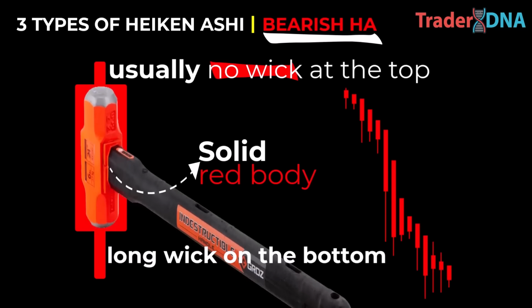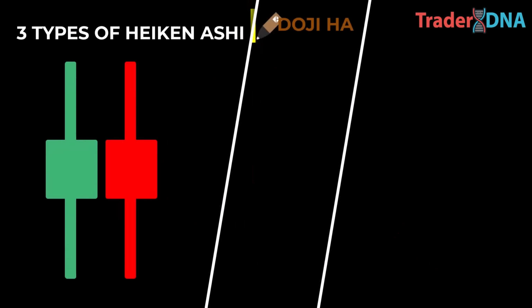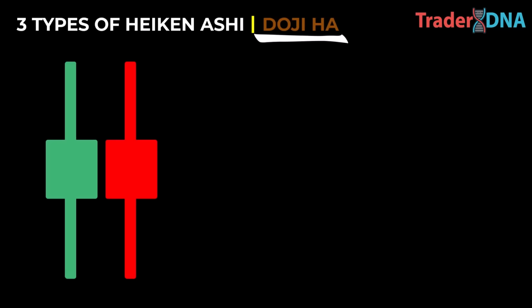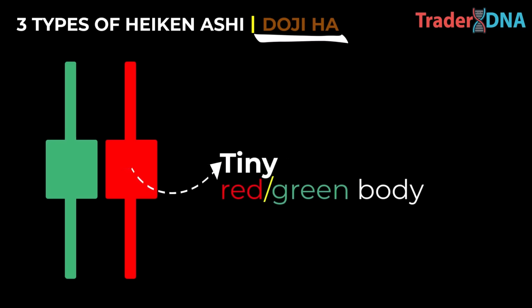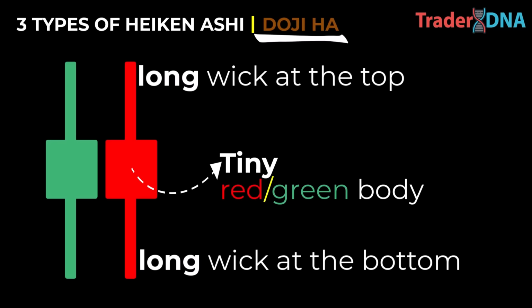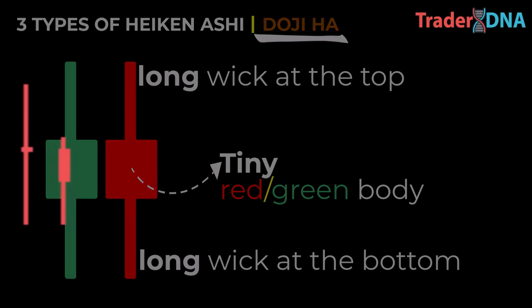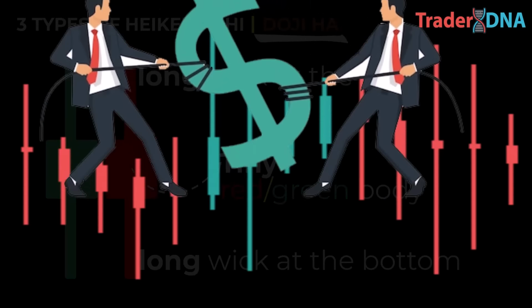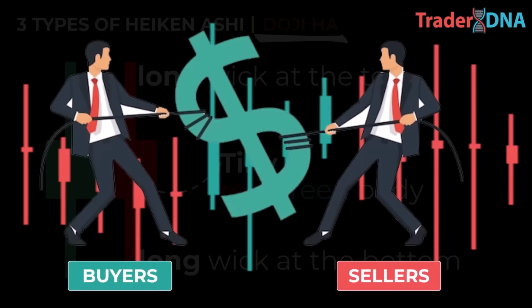And then the wild card, the doji candle. This one can show up as red or green, but here's the kicker. It's got a tiny body with long wicks on both sides. What does that mean? It means the market's confused. The trend is slowing, the buyers and sellers are fighting, and the price is literally pausing to decide what happens next.